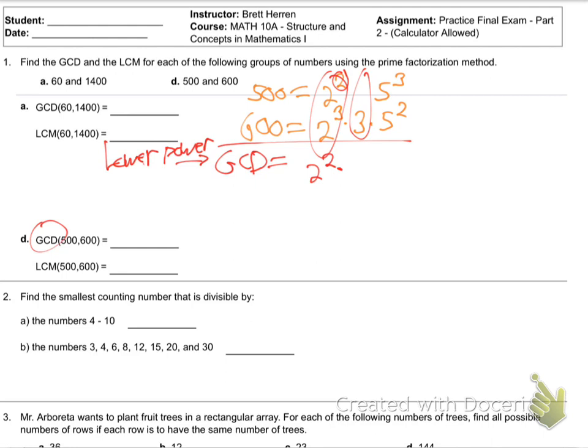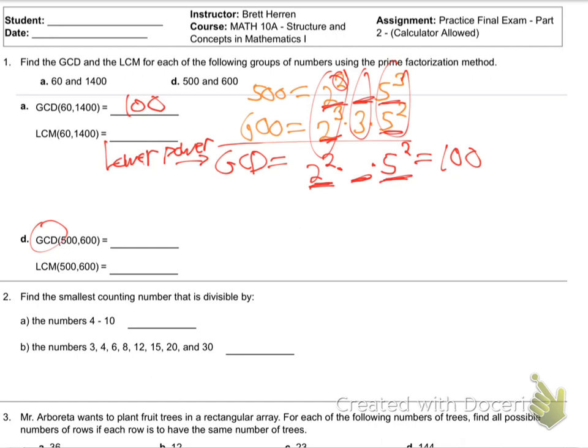What about when it comes to 3's? What's the lower power? None at all. And what's the lower power here? 5 squared. That's 100. So 100 is the greatest number that goes into both of those, because that's the greatest number that divides into both of them. The greatest number of 2's that goes into both these guys is 2 squared. The greatest number of 3's is no 3's, because this guy has none. The greatest number of 5's that divides into both these is 5 squared.